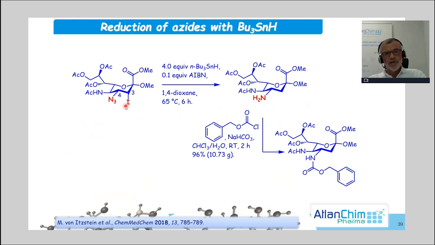Reduction of both the C4 azide function here and C3 here of this substrate using 4 equivalents of tributyltin hydride in hot dioxane in the presence of ABN as a radical initiator, followed by protection of this amine here as benzyl carbamate, afforded this derivative in excellent yield on 10-gram scale.